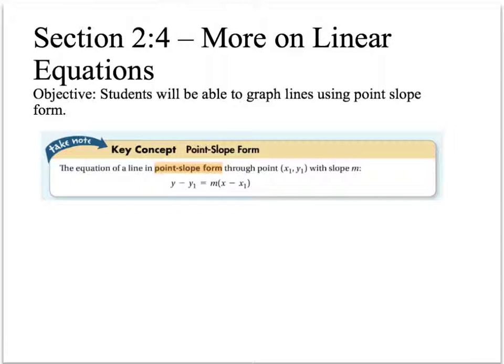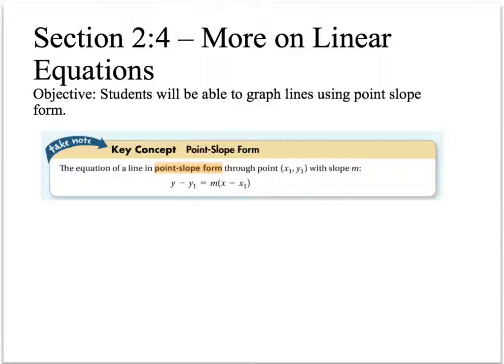Alrighty, so yesterday we did slope-intercept form. And not surprisingly, you use slope-intercept form when you have a slope and you have an intercept. What we're going to do today, we're going to talk about point-slope form. You use point-slope when you have a slope and a point. Okay? Here is point-slope form. Y minus y1 equals m times x minus x1.